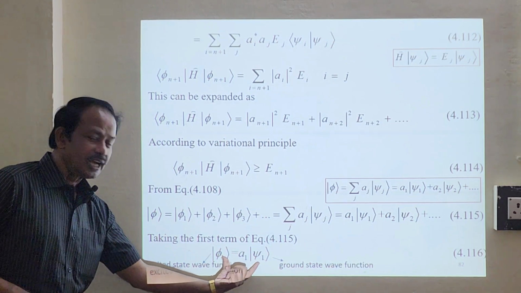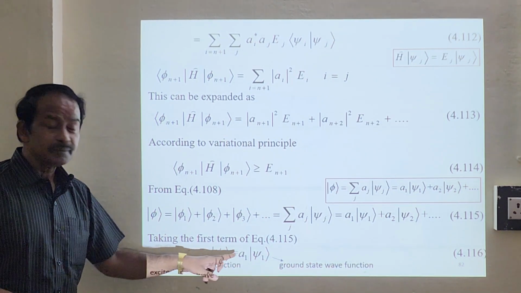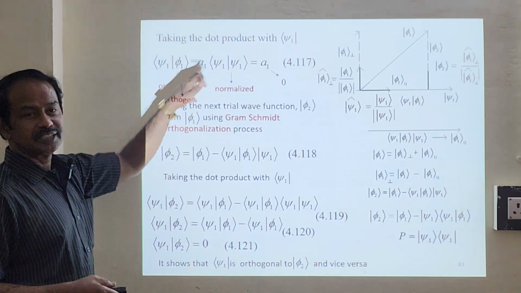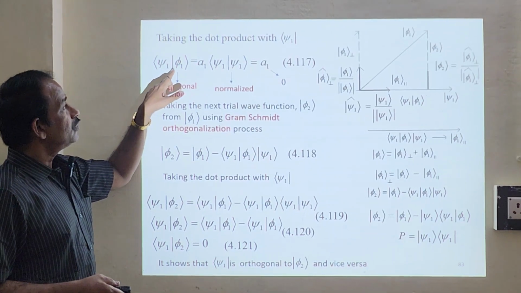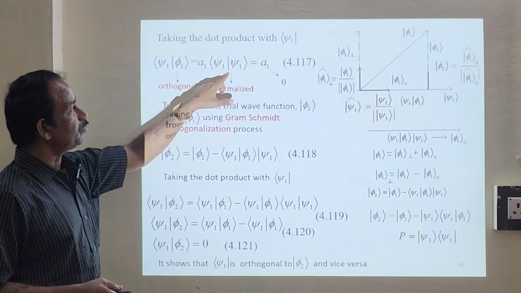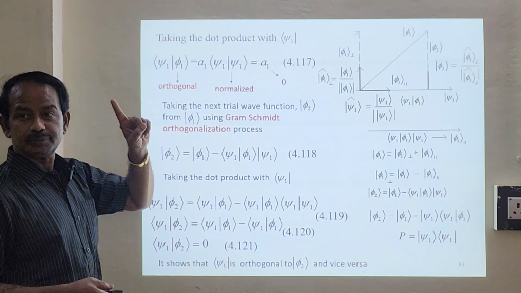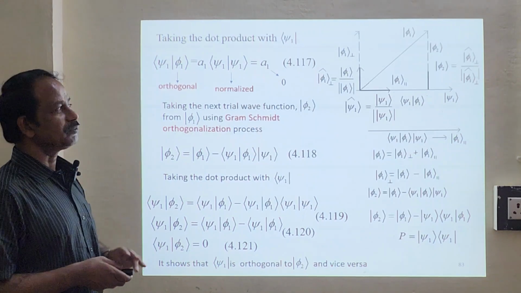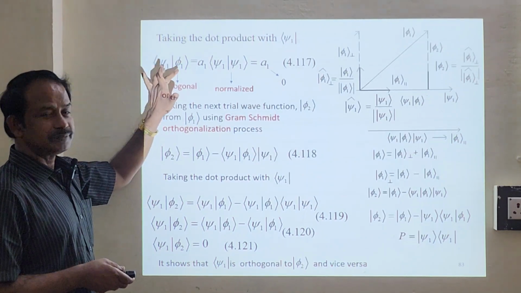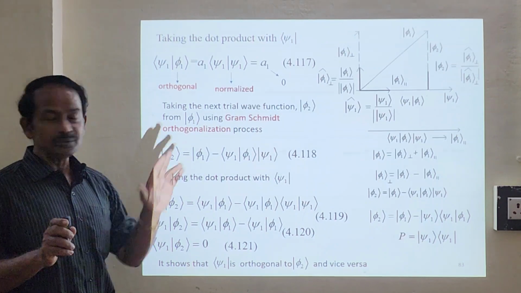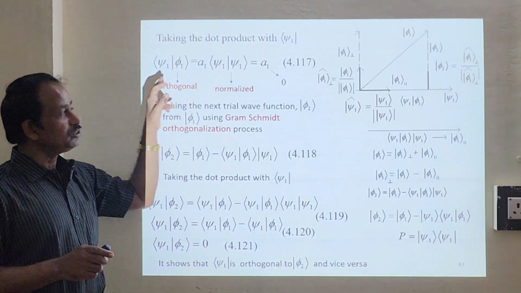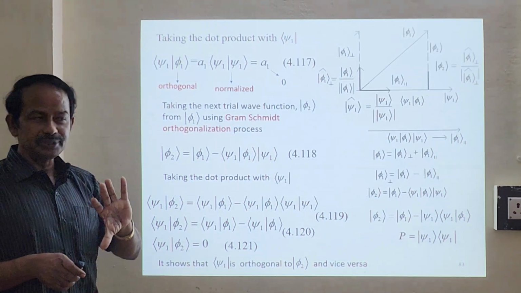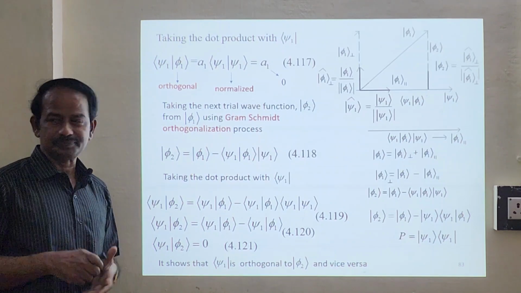Now I am going to multiply on both sides by bra psi 1. So psi 1 phi 1 is equal to a1 psi 1 psi 1, and psi 1 psi 1 is nothing but 1. So you will get a1, but they are orthogonal to each other. You have psi 1 and phi 1. So a1 equal to 0, or psi 1 with phi 1 will be equal to 0. So this being 0 means that these two wave functions are orthogonal to each other.